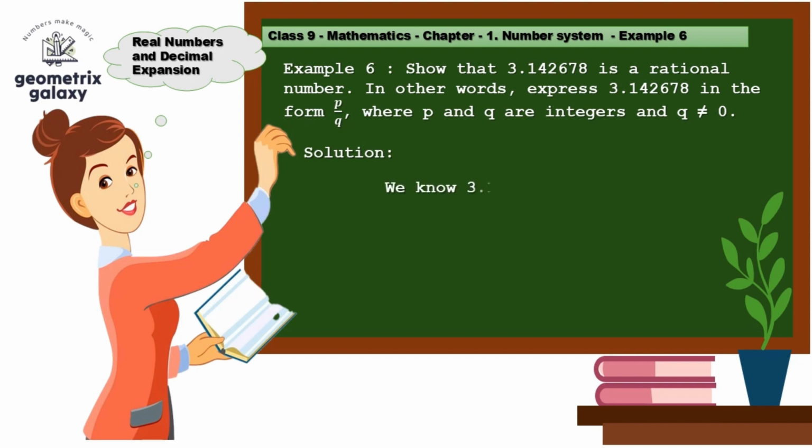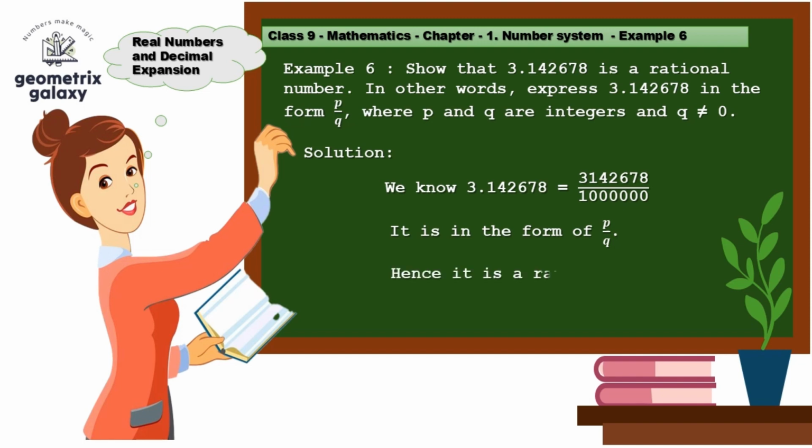That is, 3.142678 can be written as 3142678 divided by 1000000. If you see how many digits are there after the decimal point, there are 6 digits, so we add 6 zeros in the denominator. We also know 0.1 is nothing but 1 by 10. The same strategy we are using here. So we have written the decimal number in the form of p by q. Hence it is a rational number. That's all.